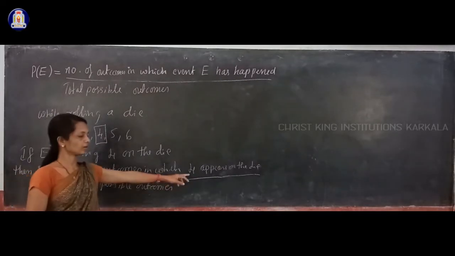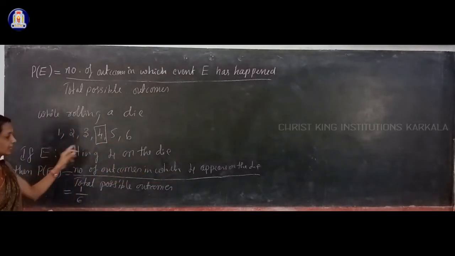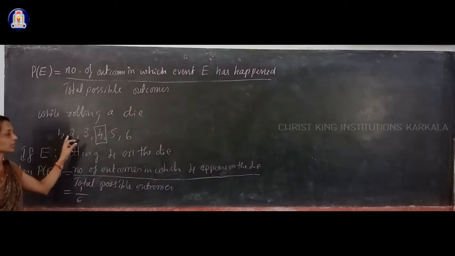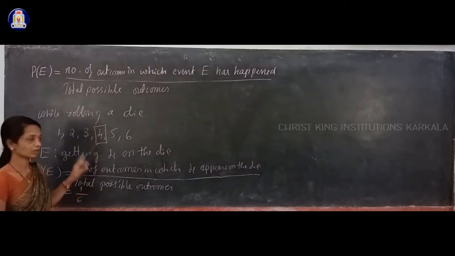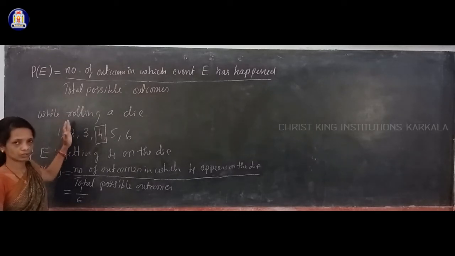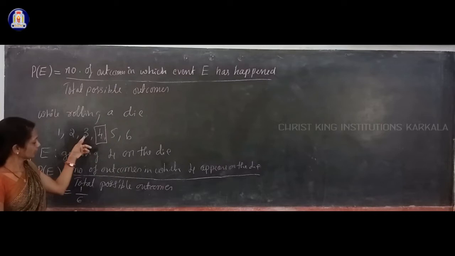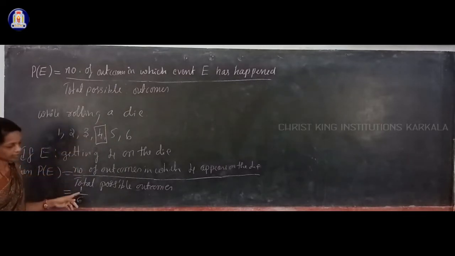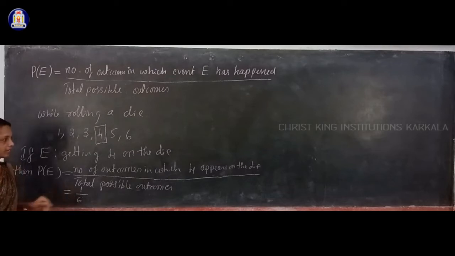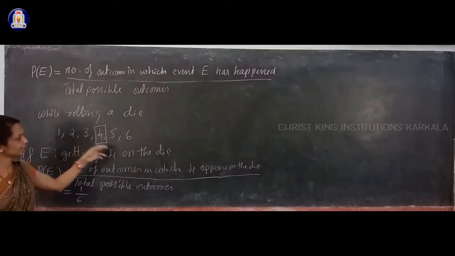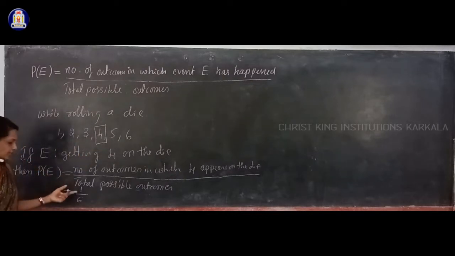Similarly, if you are asked for getting 1 on the die, then the answer is the same, 1 by 6. If you are asked to find the probability of getting 2, then also the answer is the same, because there is only one outcome where you have number 2. Okay. And suppose you are asked what is the probability of getting number 3 on the die, then also the answer is 1 by 6 only. Okay. If you are asked to find the probability of any number on the die, then the answer is 1 by 6.